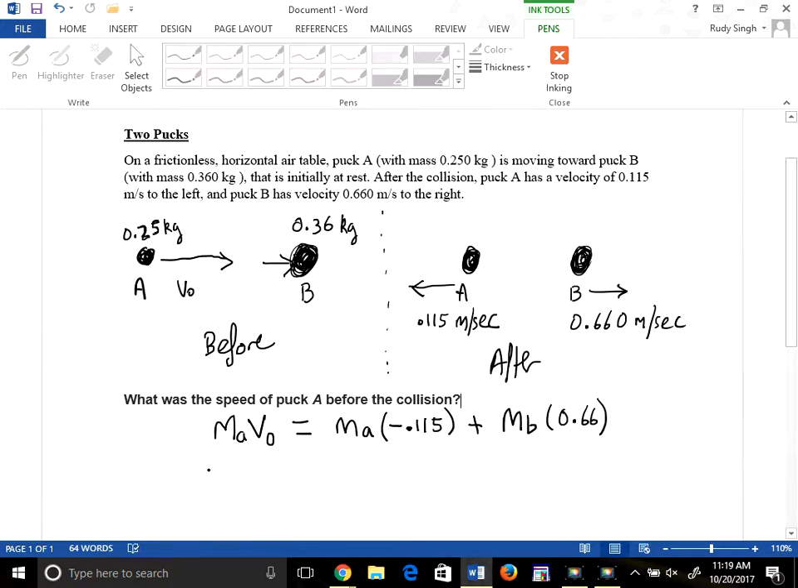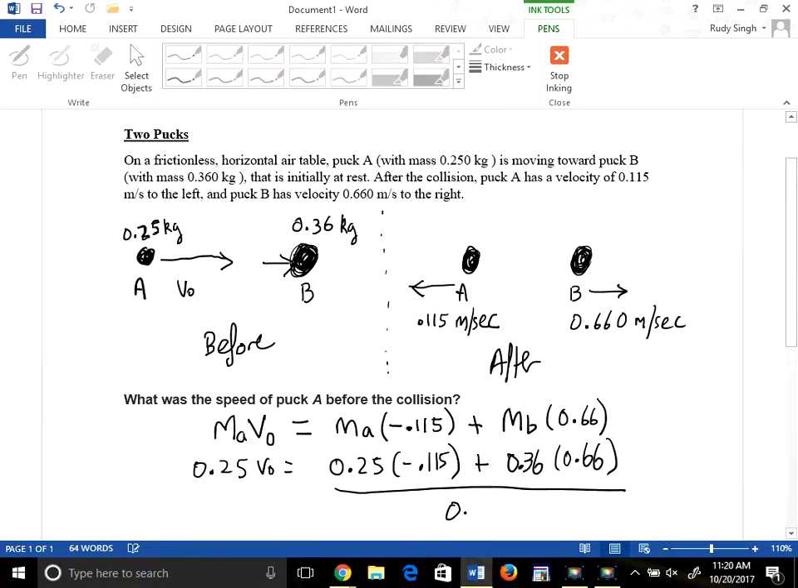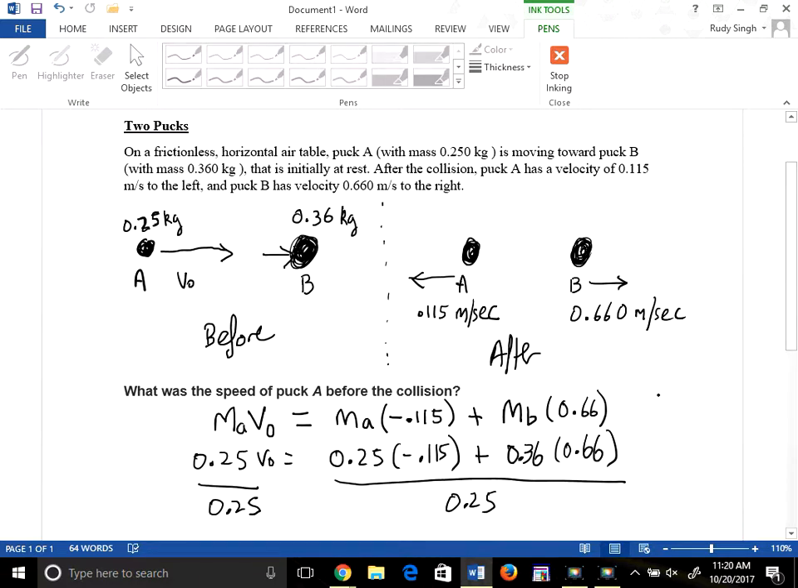So if you put in the numbers for masses, we have 0.25 V naught equals 0.25 times negative 0.115 plus the mass of B, which is 0.36, times 0.66. And if you divide both sides by 0.25, you end up with V naught being equal to 0.835 meters per second.